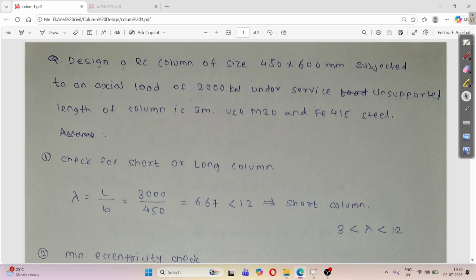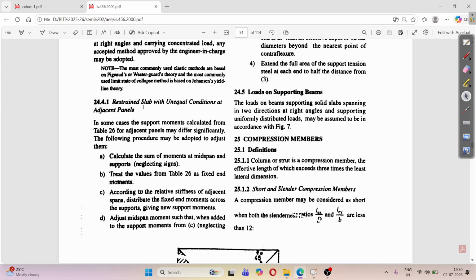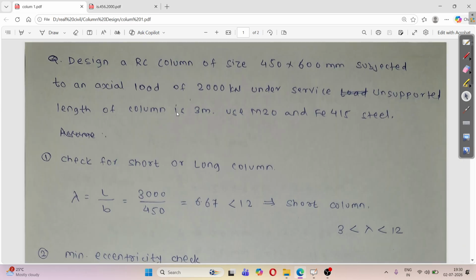In this video, I am going to explain how we can design an axially loaded column, and we will also see the clauses from IS 456 related to the design of an axially loaded RC column. So let's start. So this is our problem.